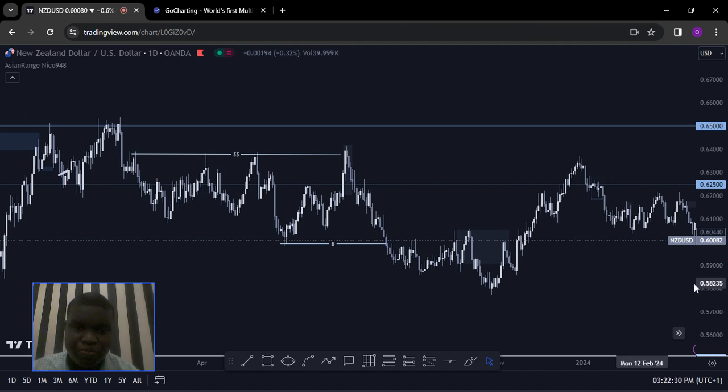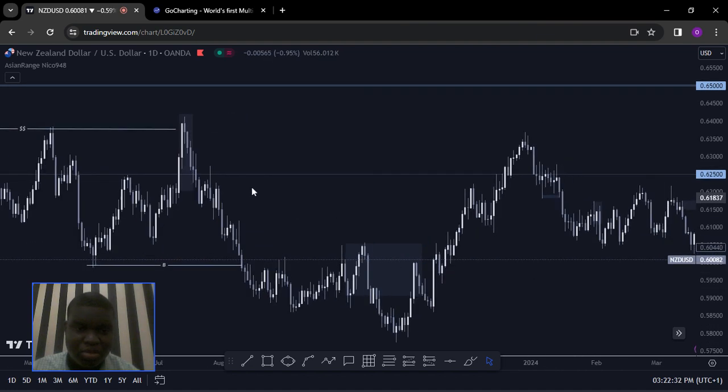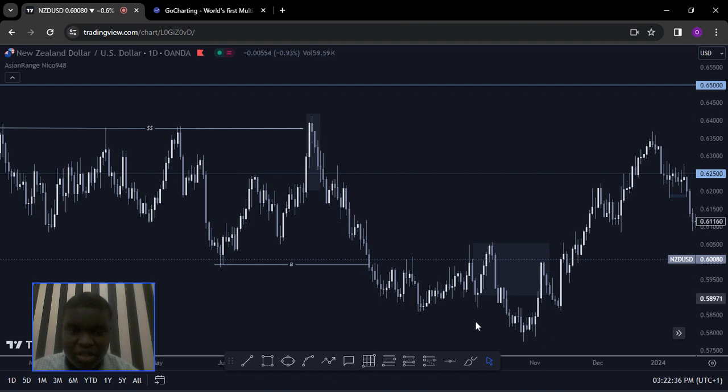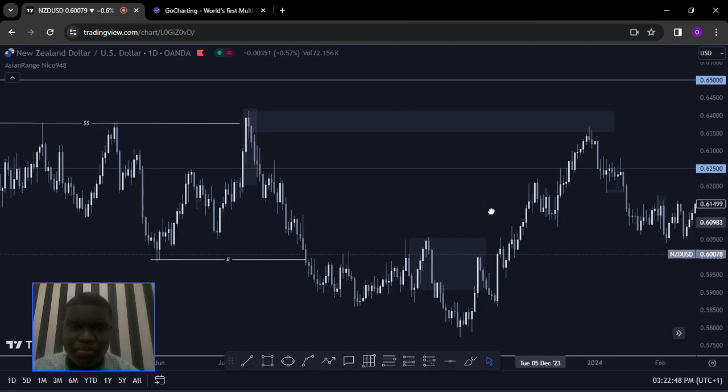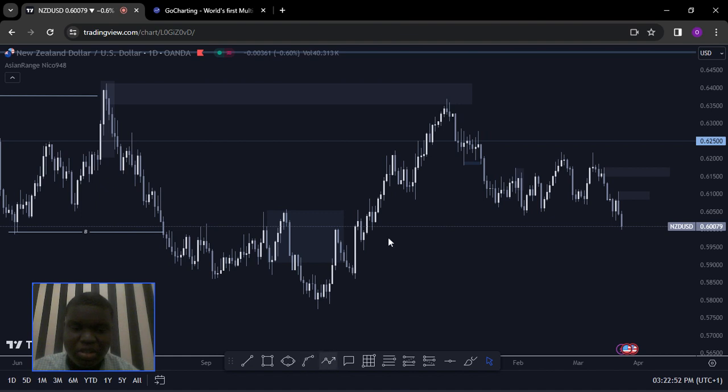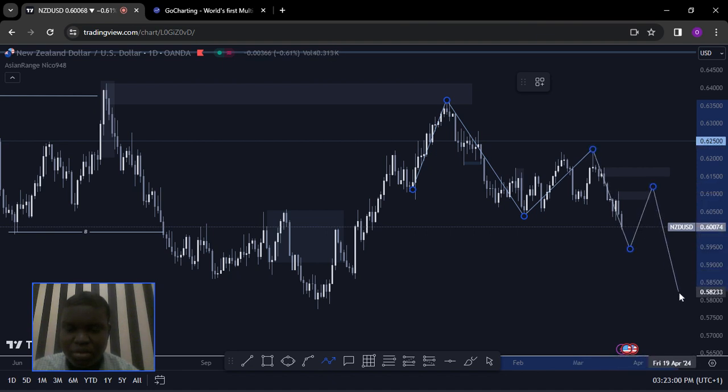There we go. So there's a supply zone that sponsored all this price action down here. So for us to refine that supply zone, you can take this candle. And you can see the market is back here. So what is currently happening is that we're forming the swing leg to the downside. Is this, this, and this.